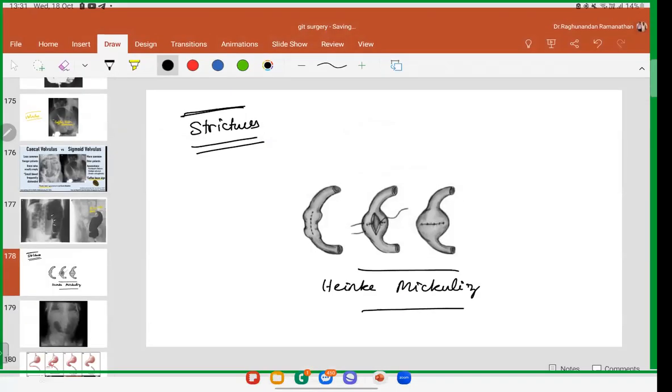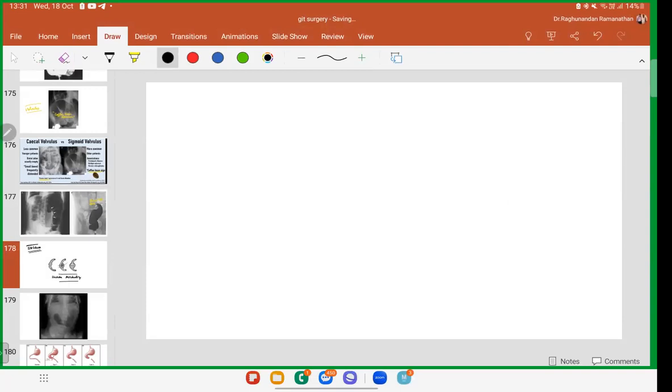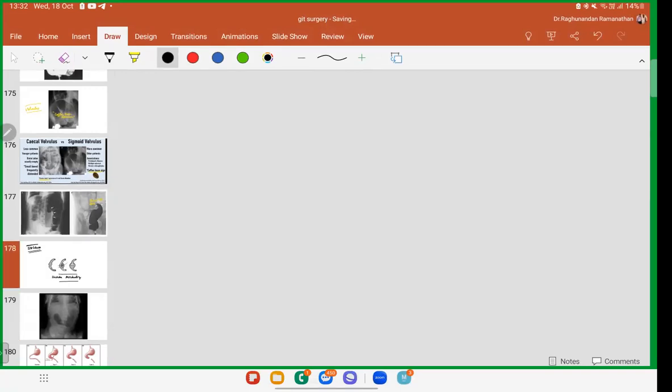Okay, I'll show you the picture once again. Now you can identify. This is called the Heineke-Mikulicz type of surgery. Is it visible, guys?